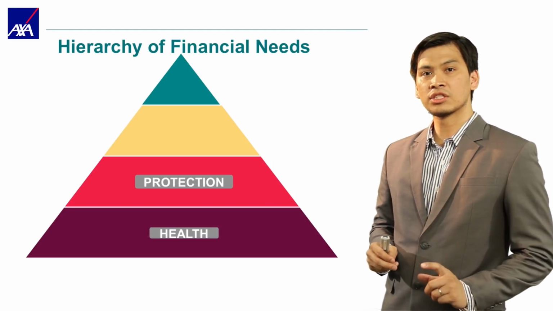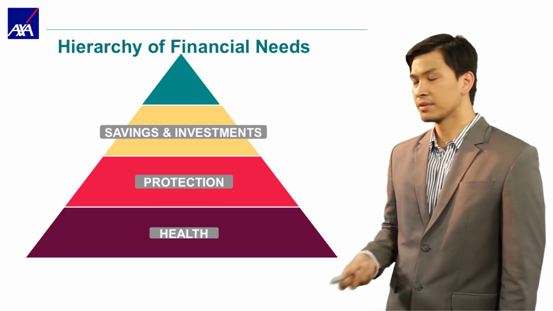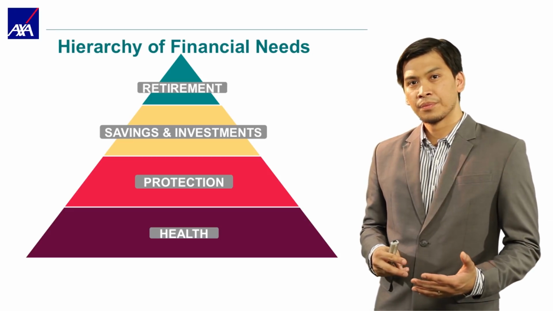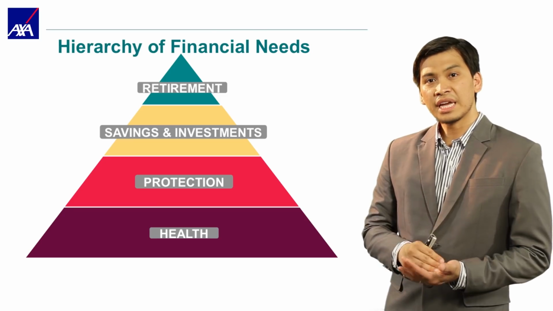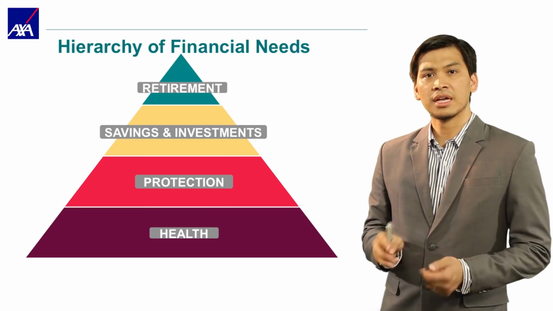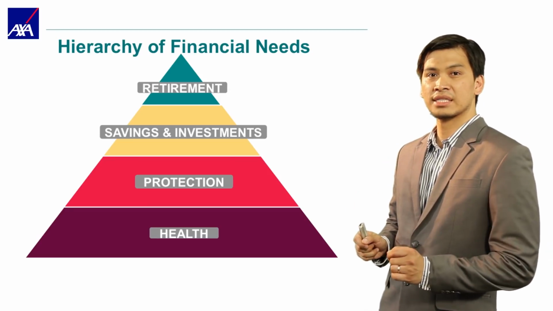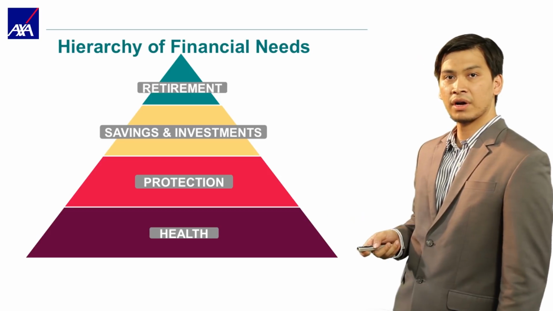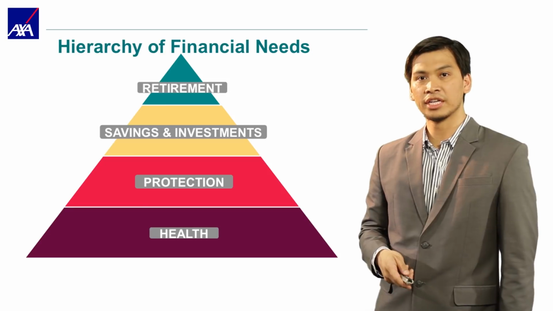Only after addressing these two needs, protection and health, should we go and plan for savings and investments and eventually retirement. Because the truth is, when anything unexpected happens, when you are critically ill or the breadwinner passes away, savings, investment, retirement, none of these will be left untouched. It will all go to address the need for protection and health. That is why that should be your foundation. Your triangle must have protection and health as its foundation.